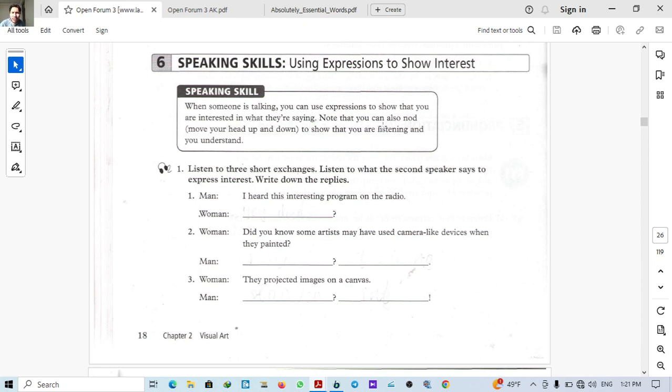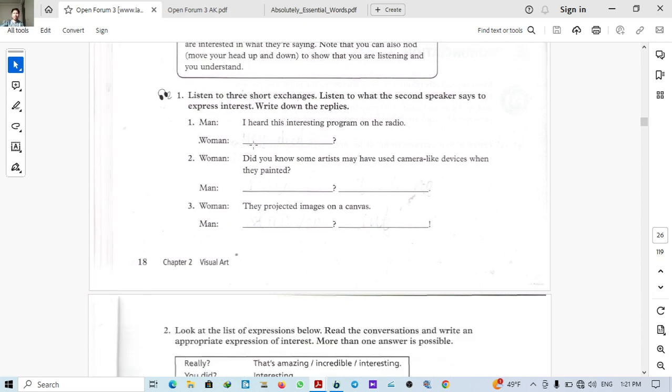Exactly. Note that you can also nod. It means you can shake your head, move your head up and down to show that you are listening and you understand the person. So here we do not have any particular way or strategy or mechanism to exactly show your interest or to indicate that you're interested in what your friend is saying.